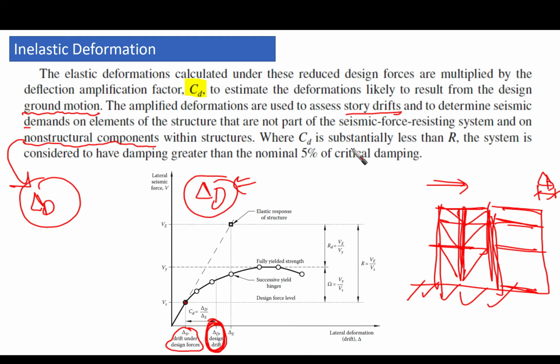Where CD is substantially less than R, the system is considered to have damping greater than the nominal 5% of critical damping. Typically, we use 5% for concrete structures, but actually the structure can show that it has more damping than this.